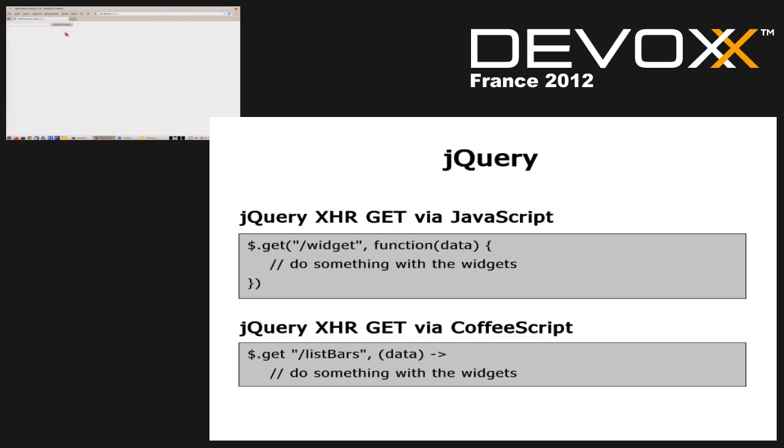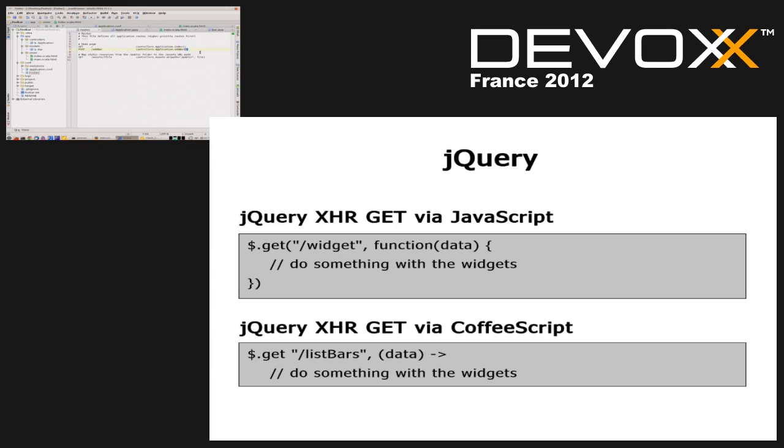But now I want to show you the next generation of how we're going to do it, with doing the GET of this list of bars and rendering them on the web page using CoffeeScript and jQuery. So let's come in here and add in a new route. We'll do a GET handler for /listBars, and we'll call controllers.application.listBars, and then go in and add that method. So public static Result listBars.